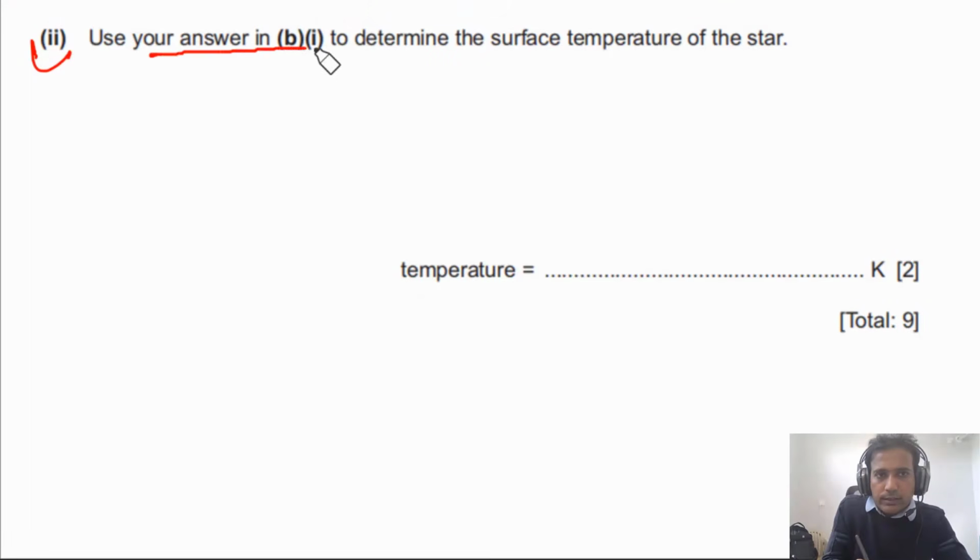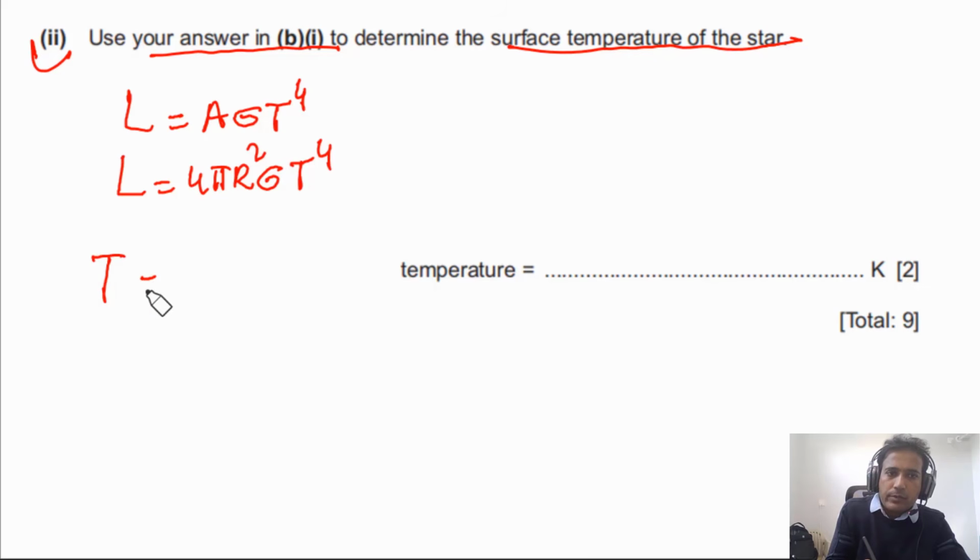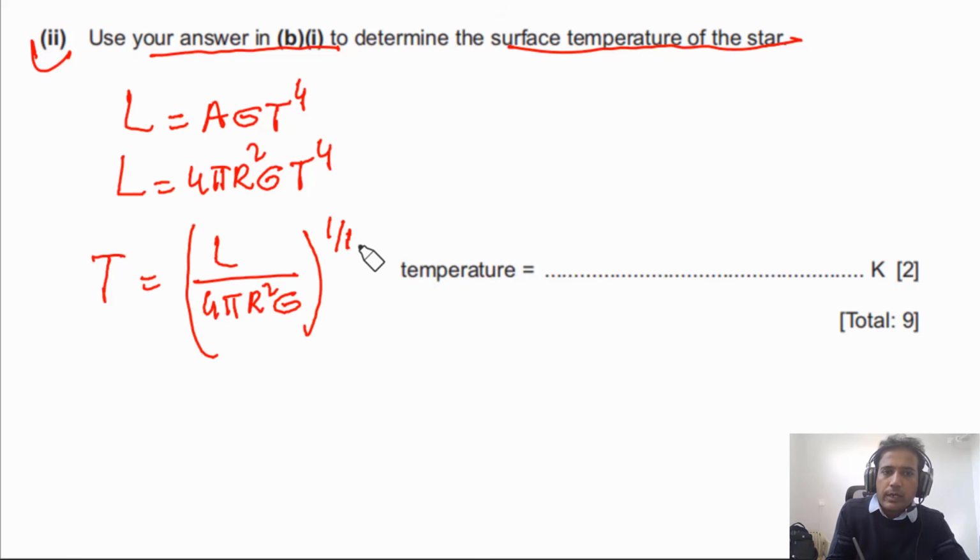Second part says use the answer in B1 to determine the surface temperature of the star. So simply we have to use the Stefan-Boltzmann law for this question. Luminosity of a star is equal to A times sigma times T to the power of 4, where A is the surface area. So luminosity equals 4 pi r squared times sigma times T to the power of 4. We need to find the temperature, so T equals luminosity divided by 4 pi r squared times sigma, all to the power of 1 by 4.